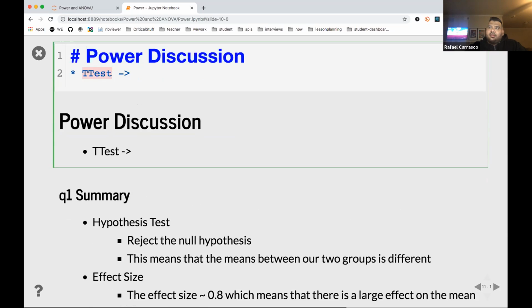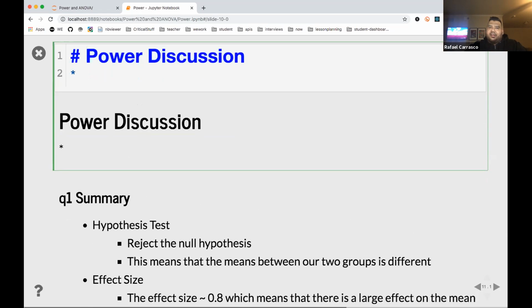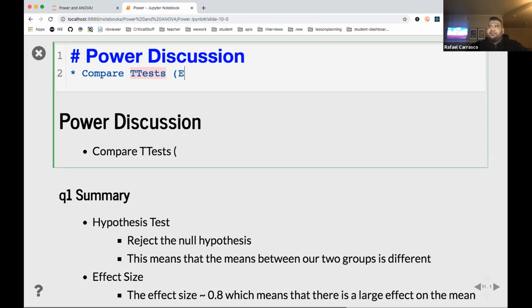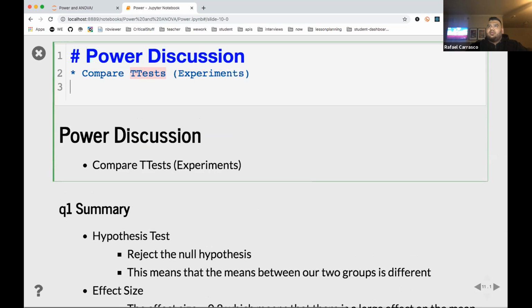Then like a test on another test. Oh, okay. So we can compare t-tests. Is that what you're trying to say? Yeah, you can compare experiments.